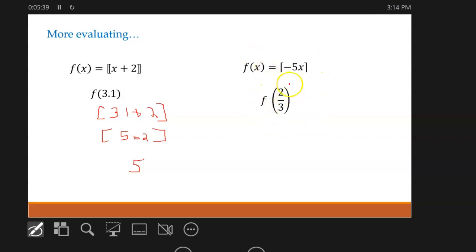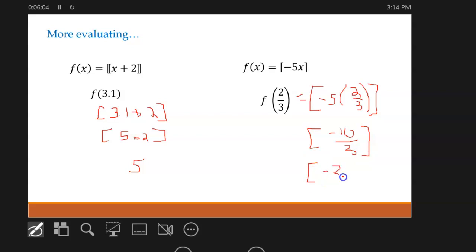We're doing the greatest integer of negative 5 times 2/3. So it is going to be the greatest integer of negative 10/3. And we know that negative 10/3 is negative 3.3 repeating. So the greatest integer that is less than or equal to negative 3.3 repeating is negative 4.